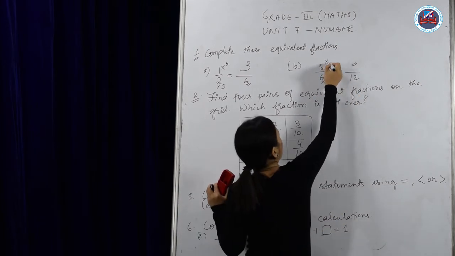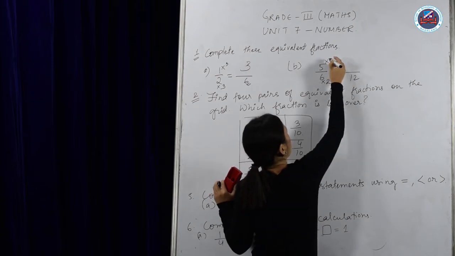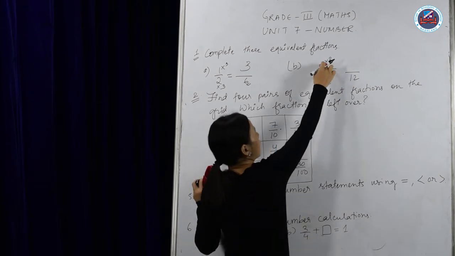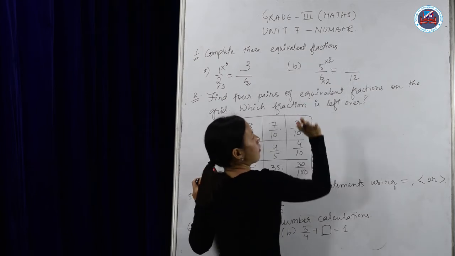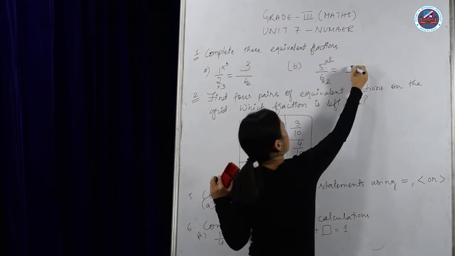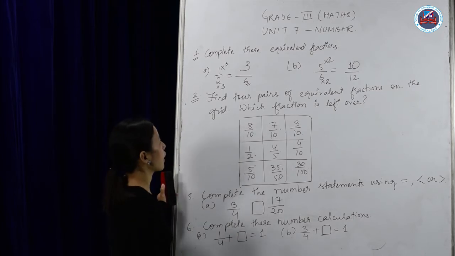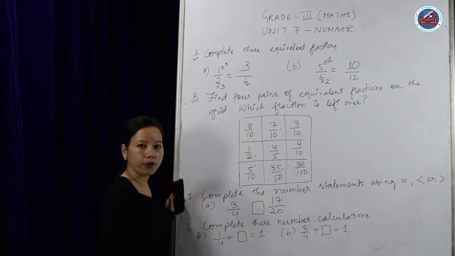So what we have to do to find the missing number, that is the top number, is multiply it by 2. That is multiplying top and bottom by the same number, right? So 5 times 2 is 10. So that's how we find the missing number in equivalent fractions, okay?